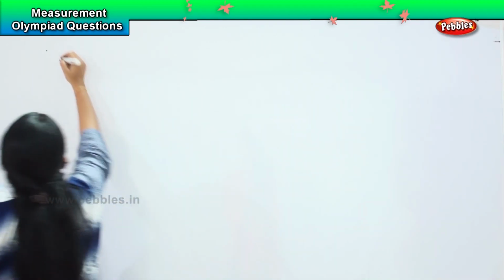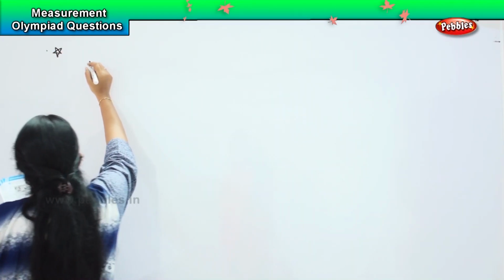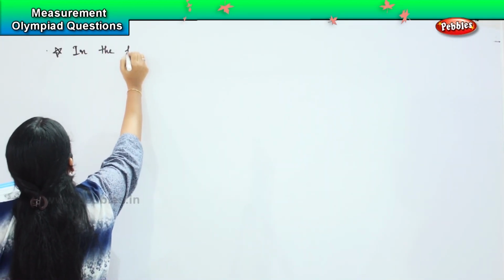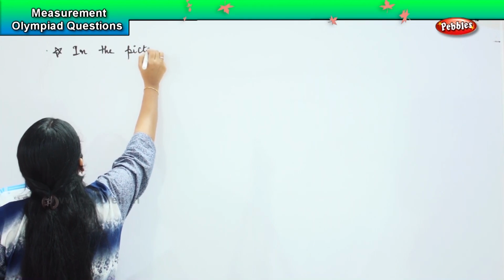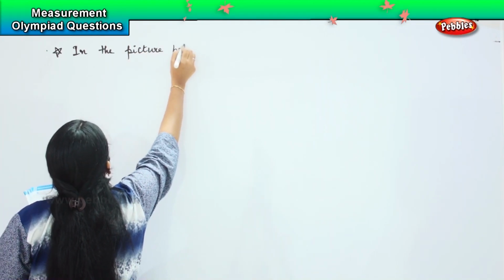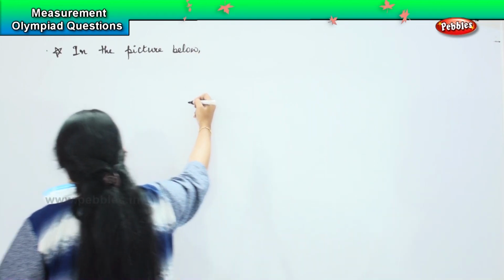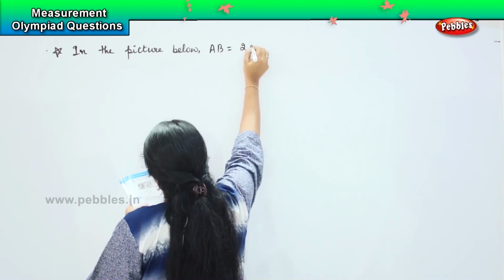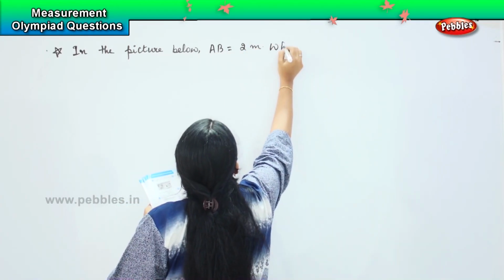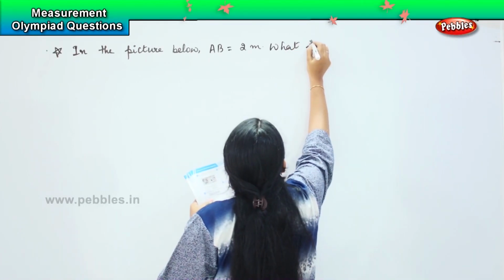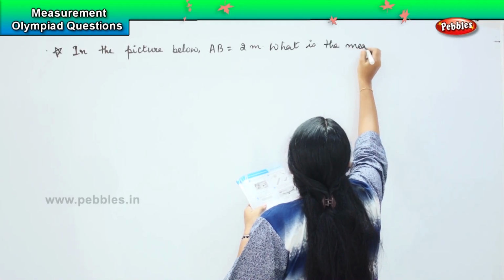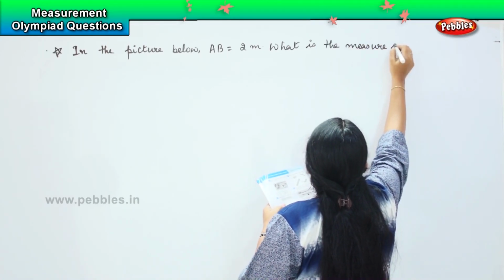Ready for the next question, children? Here is your upcoming question. Now, in the picture below, AB is equal to 2 meters. What is the measure of CD?